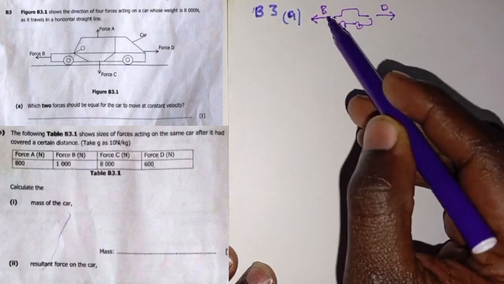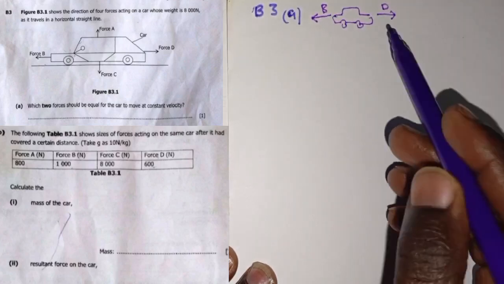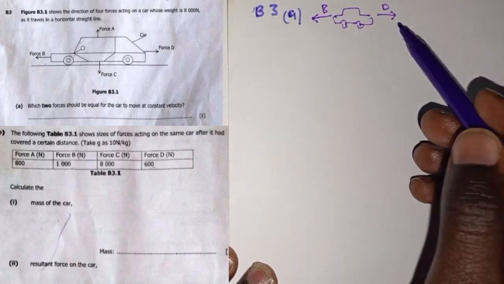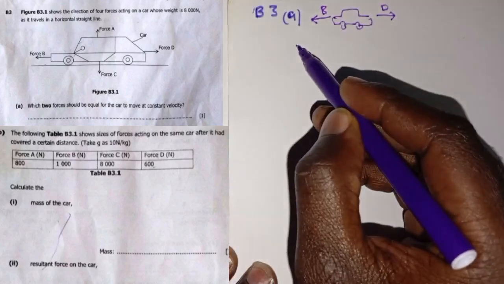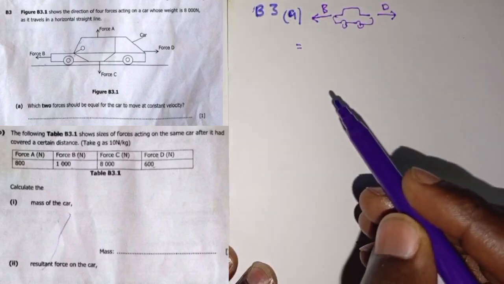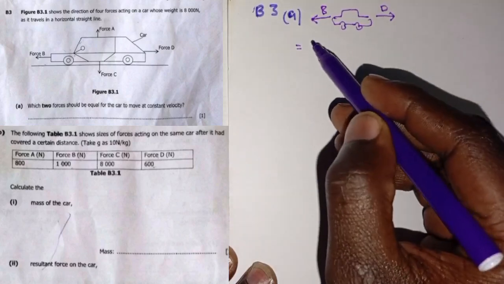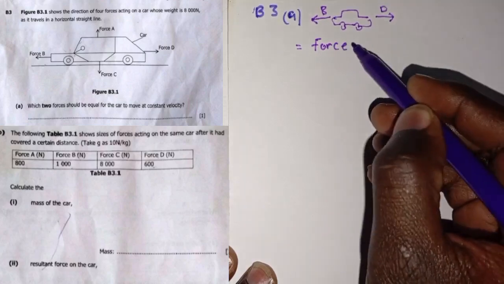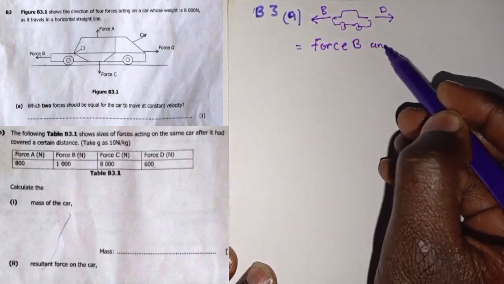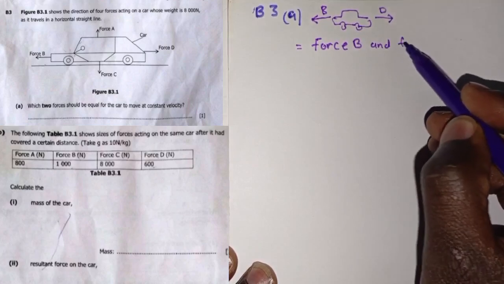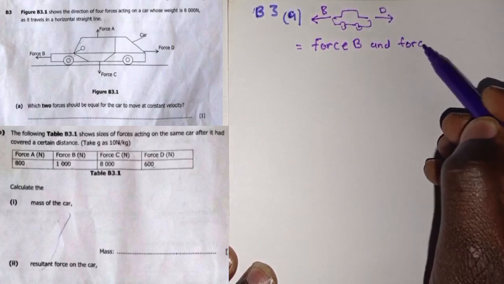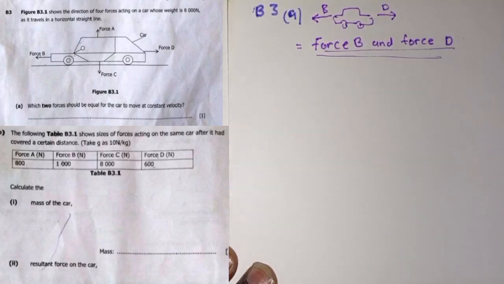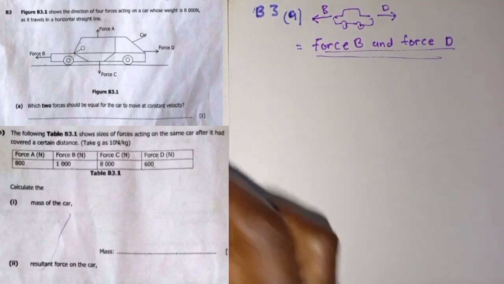Okay, so for this car to be in constant velocity, the forward force B and the backward force D must be equal. So to answer question A, we simply write which two forces should be equal for the car to move at constant velocity. The answer is simply force B and force D. Okay, that is the answer for this question.